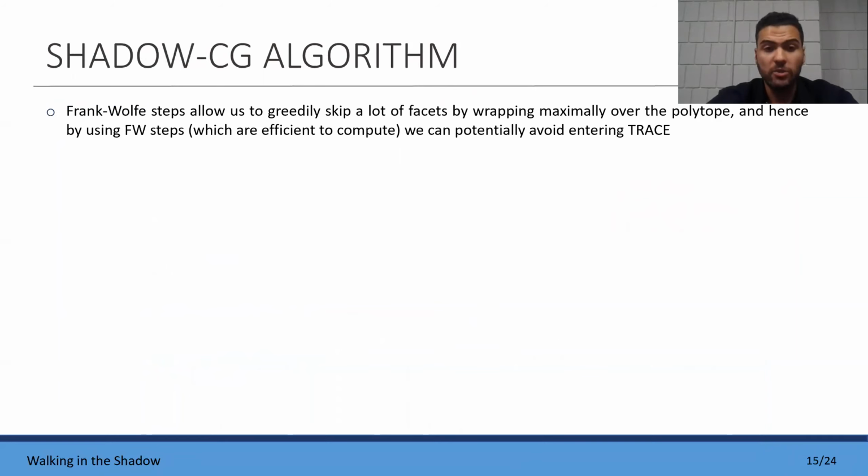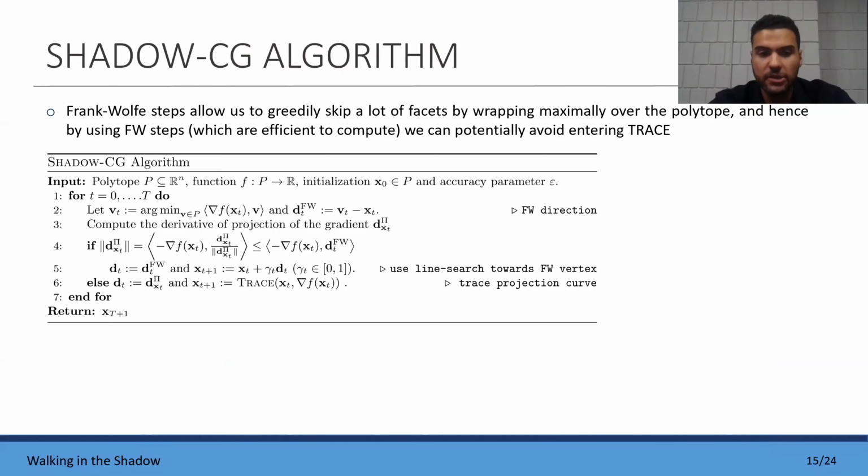So we just described the shadow walk algorithm, where we enter this trace procedure every iteration, but this can be very expensive. To improve the efficiency of the algorithm, we propose adding Frank-Wolfe steps to the algorithm. Remember that the Frank-Wolfe steps form the endpoint of the projections curve, and so they greedily skip a lot of facets by moving maximally over the polytope. Hence the idea is that by introducing these steps, we can potentially avoid entering trace. So this is the shadow CG algorithm.